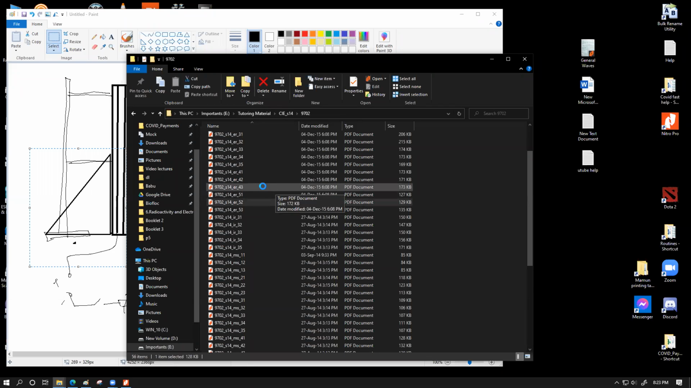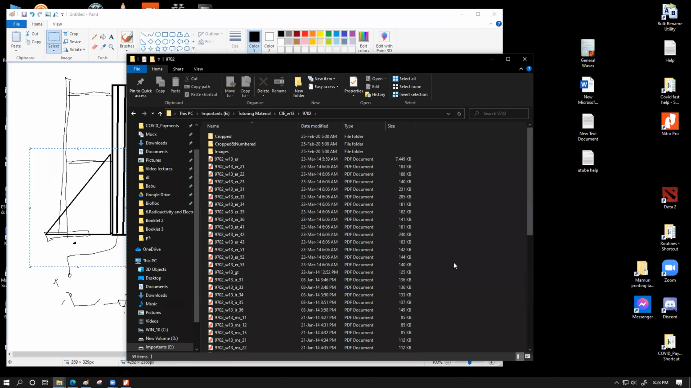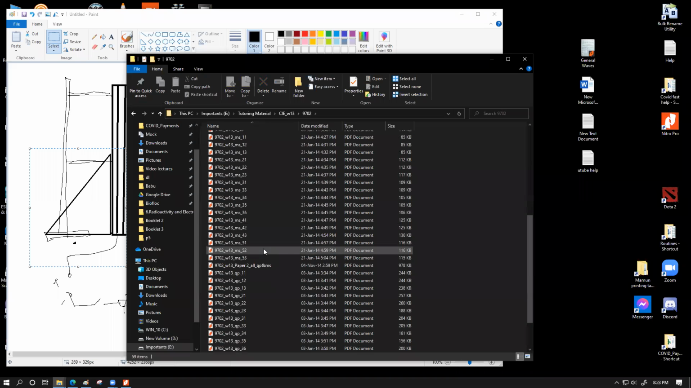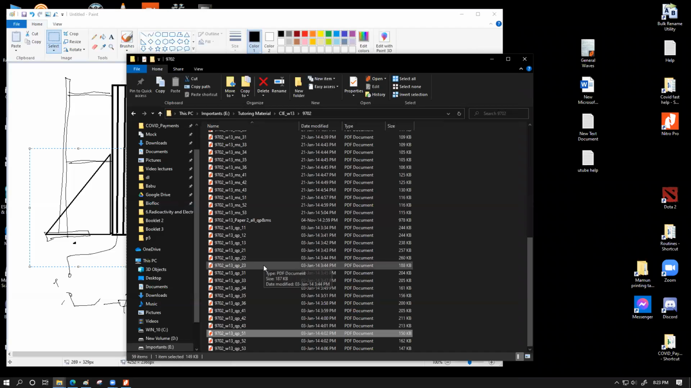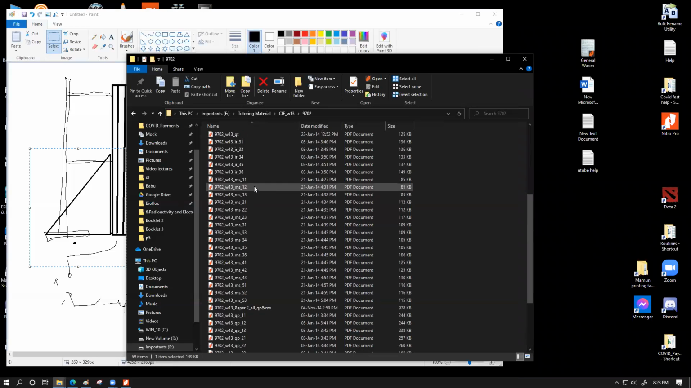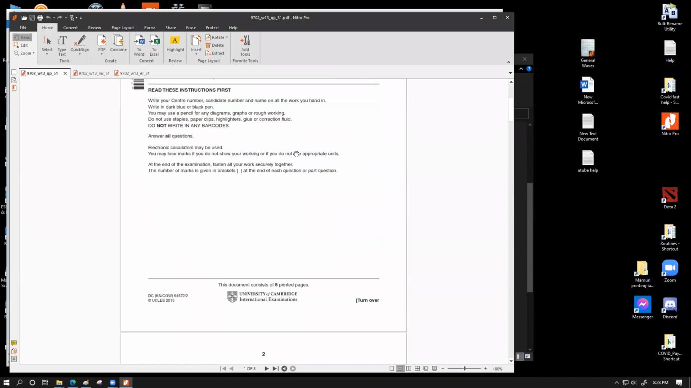W13. 51. So we're going to need this. Close everything else. We're also going to need the mark scheme. ER 51, MS 51. All right. Question number 1. Let's have a look.